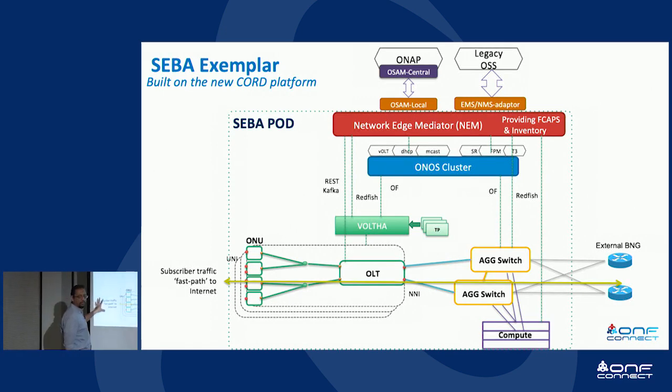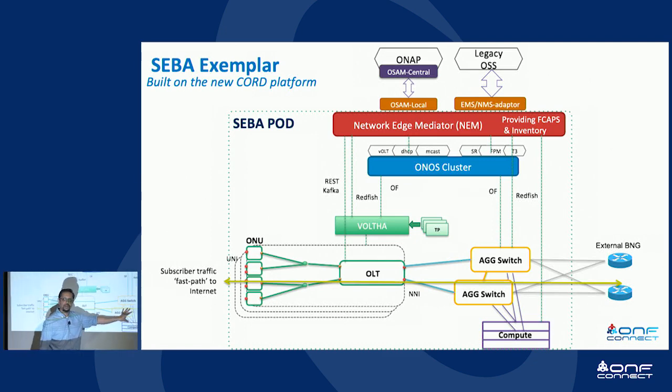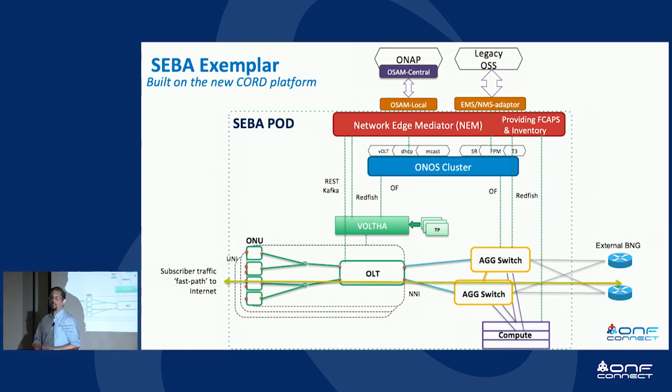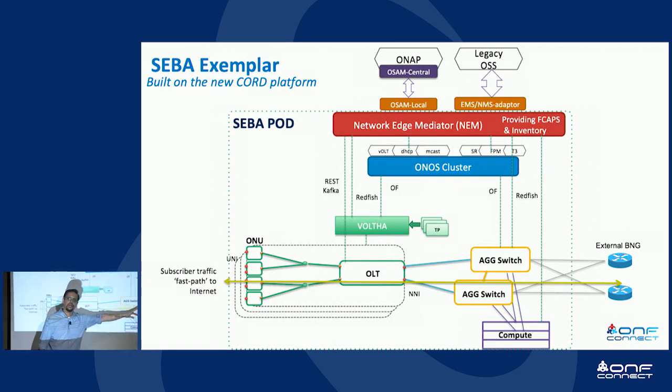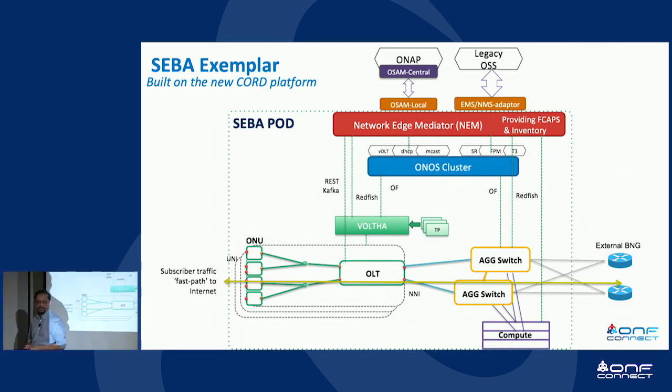The traffic from the user, from the actual residential users, passes directly through the hardware. Okay, only control traffic, things like AAA, DHCP, and so on, go up into the control software, but the actual data plane traffic from the end users goes directly through the hardware and out to the internet.